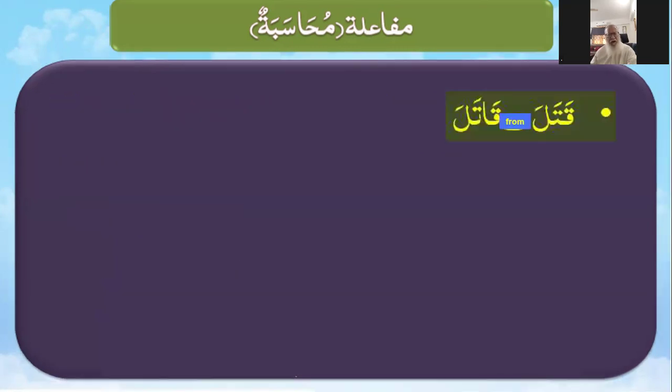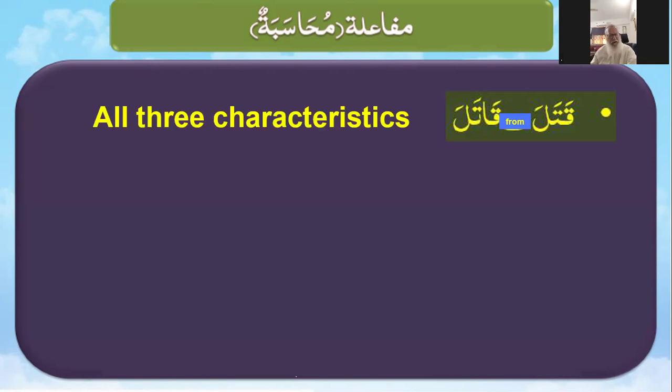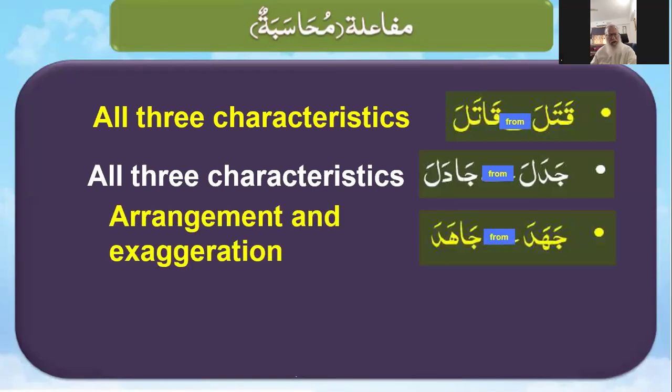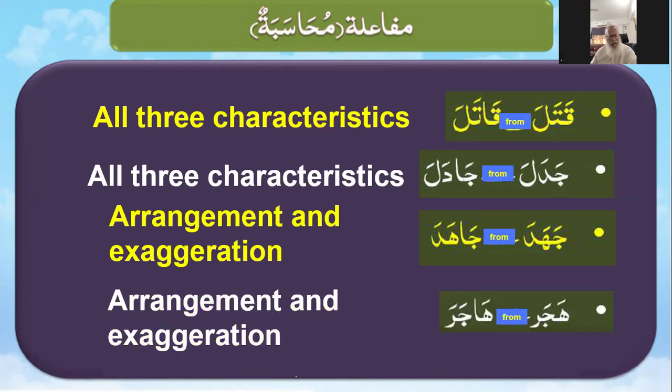Let's have an example. From Katala, Qaatala means he killed with somebody. He alone did not do that. He had some companion, some partner. Or 2 people, they kill each other. That's the meaning of that. All the 3 characteristics come in this word. From Jadala, Jaadala, all these 3 characteristics which we saw. From Jahada, Jaahada, it has only arrangement and exaggeration, meaning do with sequence, but with quick actions. From Hajara, Haajara, it is again the same 2 characteristics.